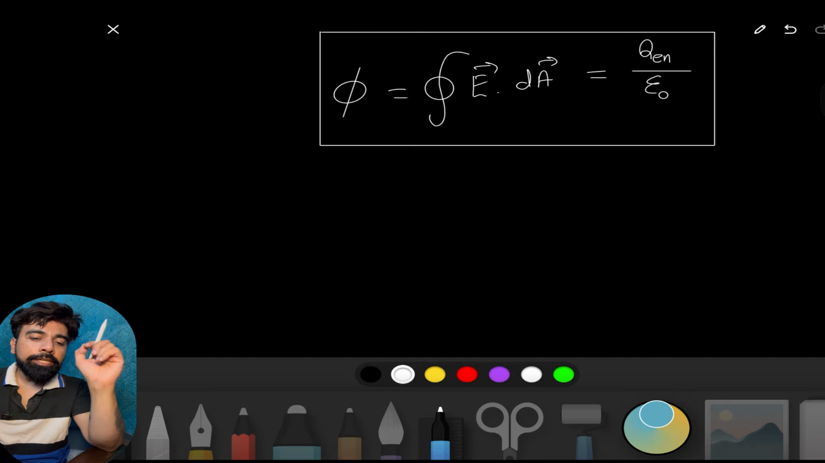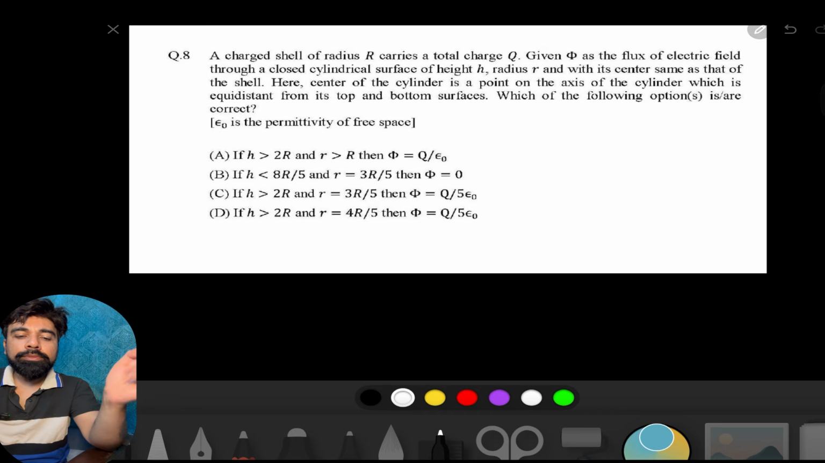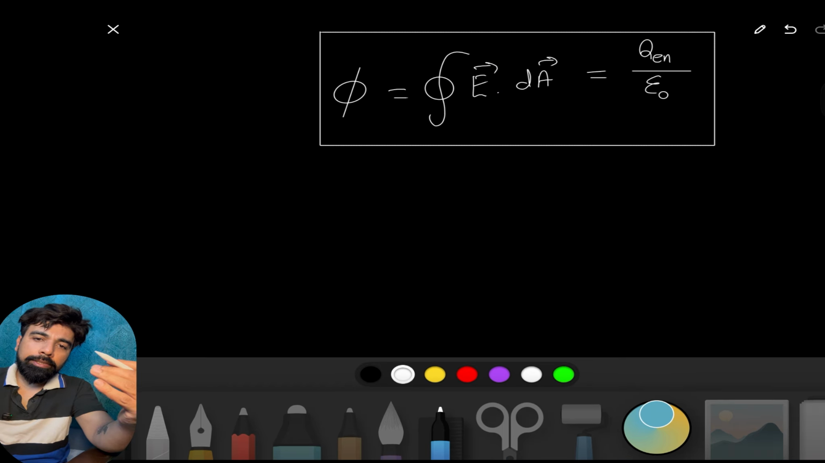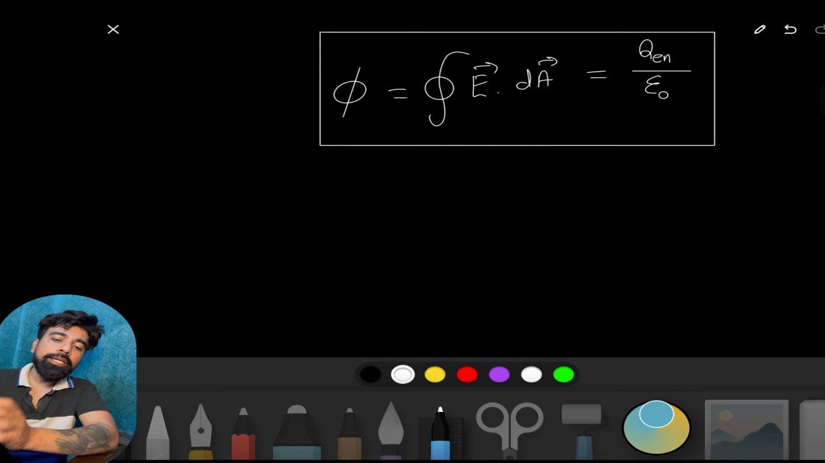Now another concept that you need for this particular problem is the concept of spherical arc. In many books you will see that this spherical arc concept is bypassed through solid angle. At your level you don't need to know the solid angle concept. What you need to know is the idea of spherical arc.